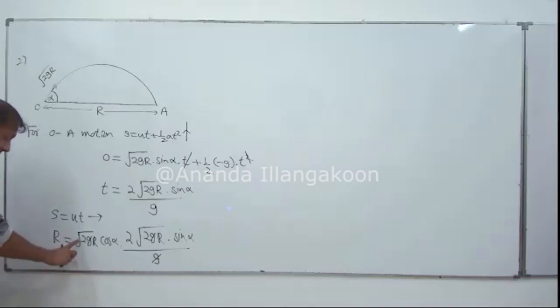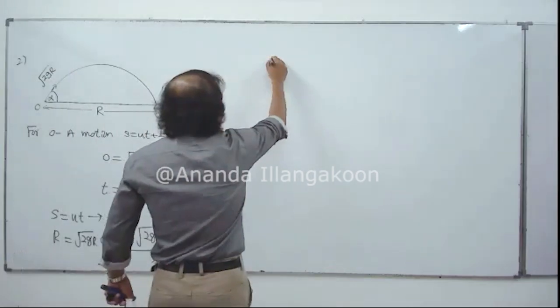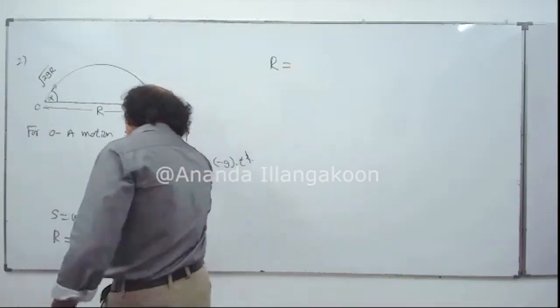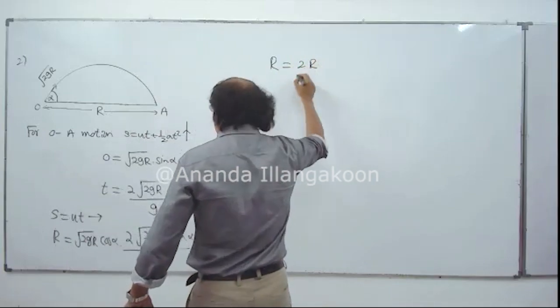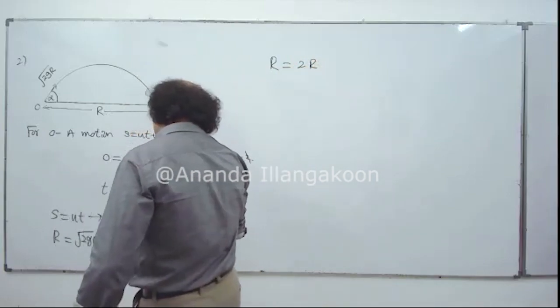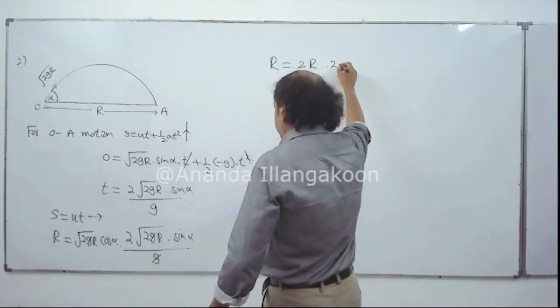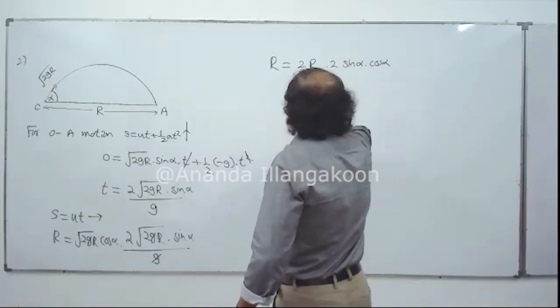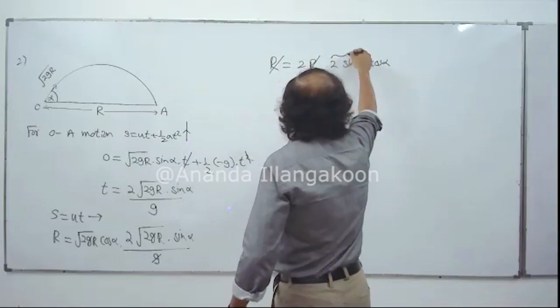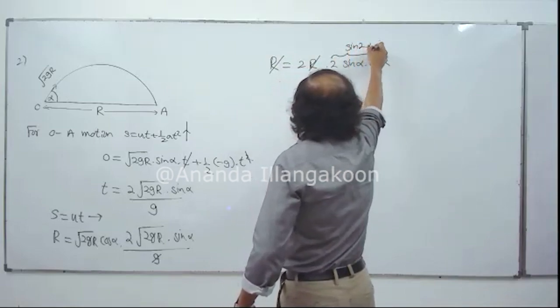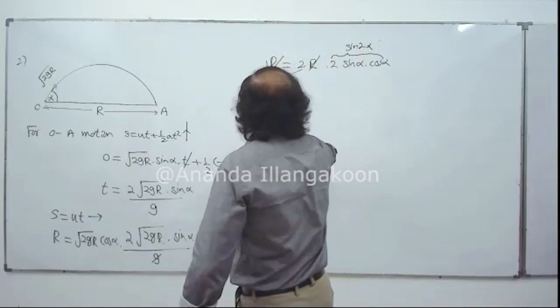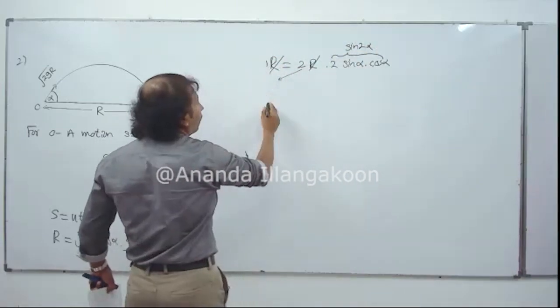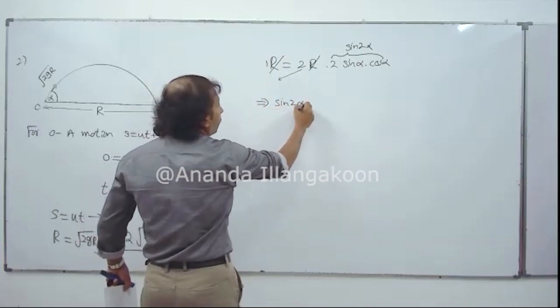Next one. Here 2 and root r, here 2 and root r. Then together we get 2r. So r equals 2r, correct, no? Another 2 sin alpha cos alpha. This r and this r we can cancel down. This 2 sin alpha cos alpha is sin 2 alpha. Take this 2 here, we now have 1, no? Then sin 2 alpha is equal to half.